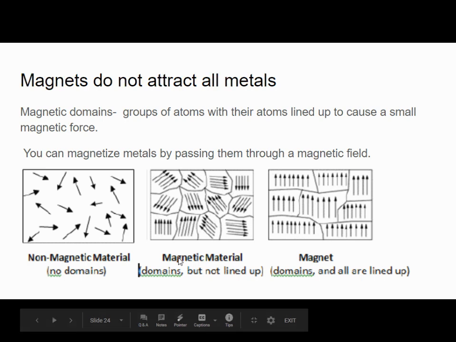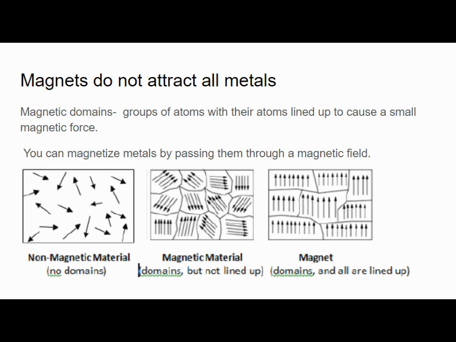Magnetic domains are the groups of atoms lined up that cause this magnetic force. Magnetized metals passing through a magnetic field cause a stronger magnetic domain. Non-magnetic materials have no domains; they're all over the place. Magnetic material domains are not lined up, but in a magnet, they are lined up. So magnetic material means that it can be grabbed onto by a magnet, or it will have some sort of force where it pulls in there.